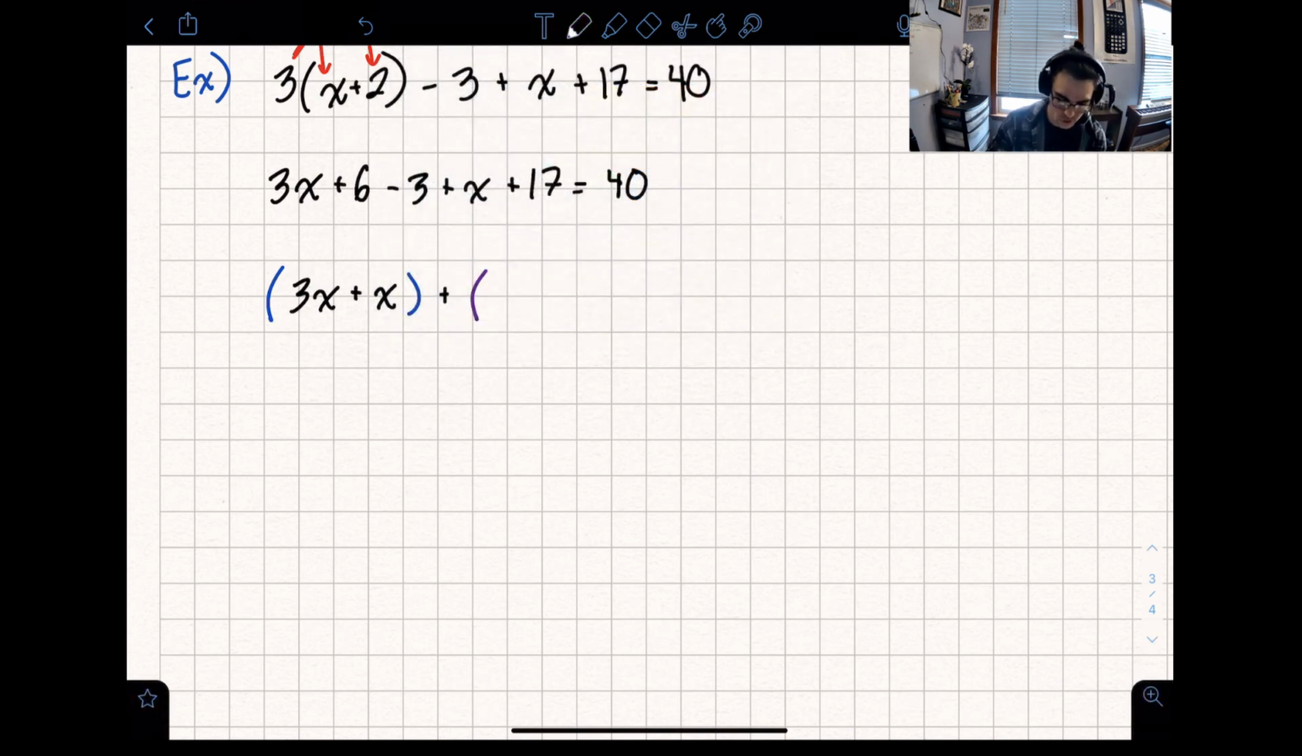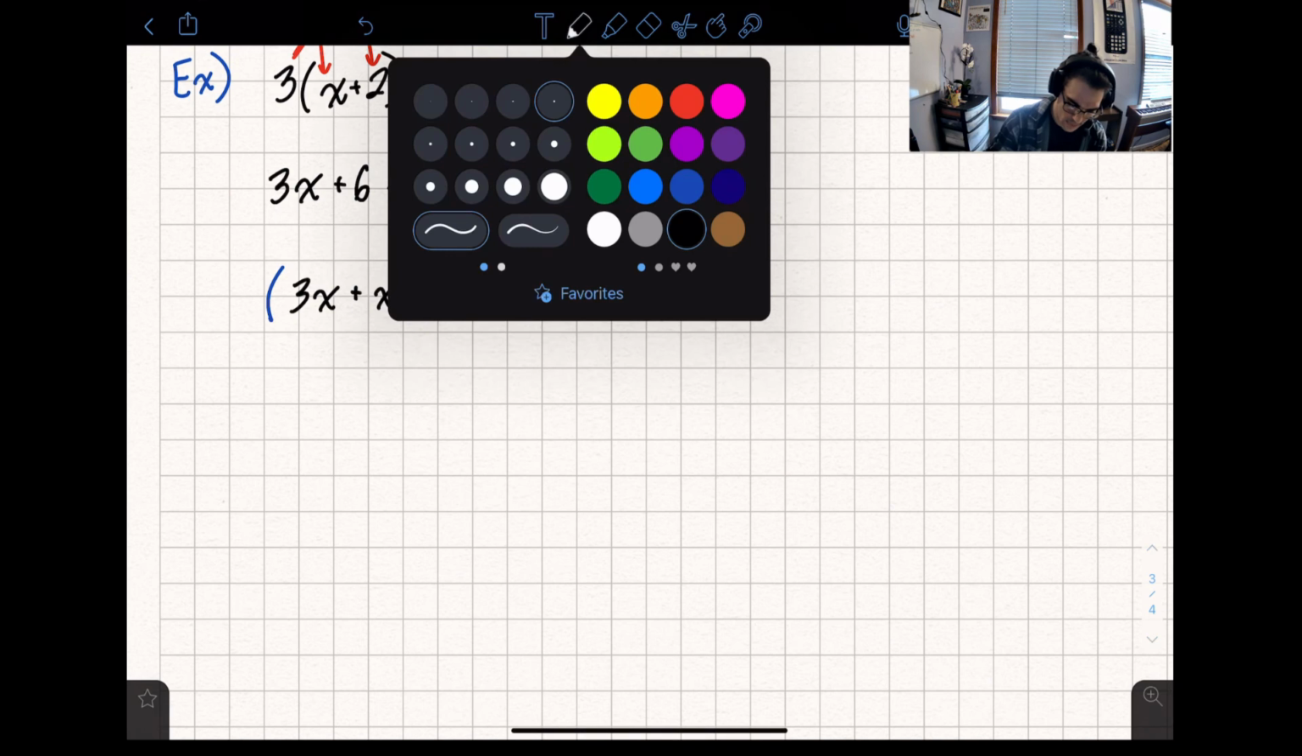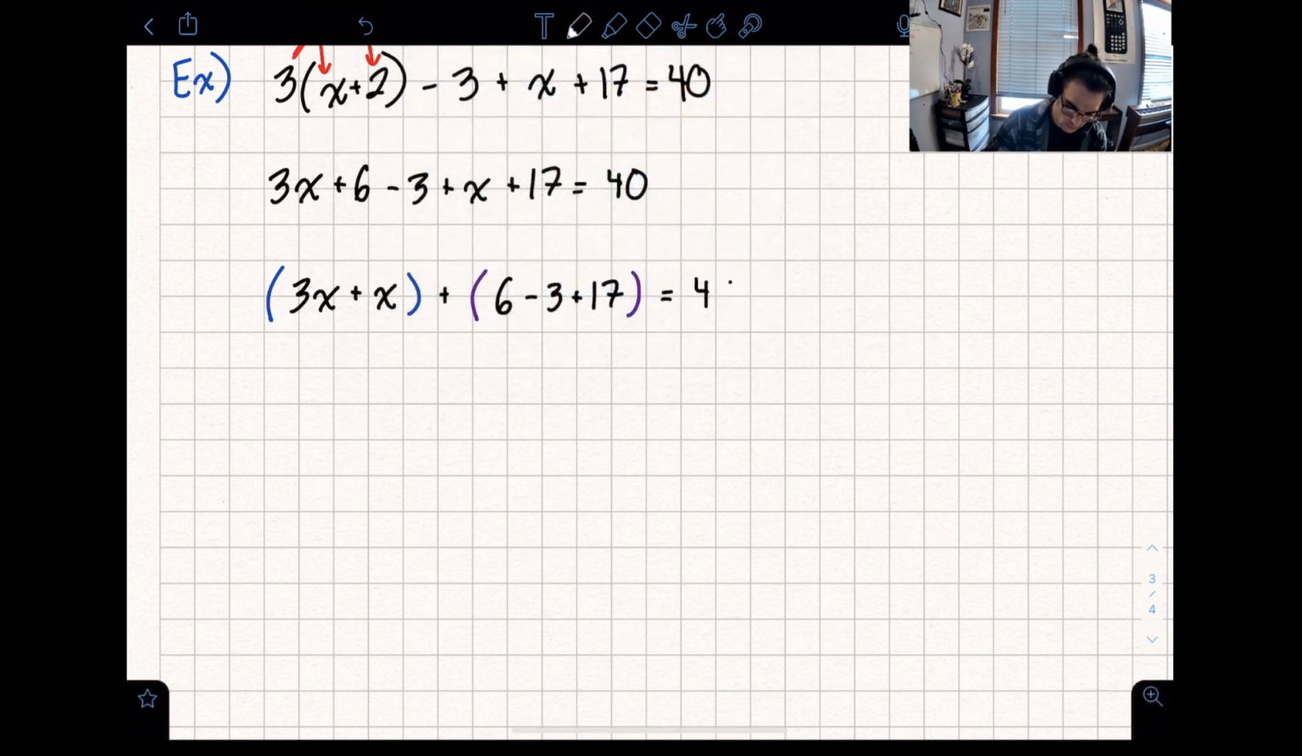And something I want to make very clear when we talk about these. Notice, for example, this negative in front of the 3. This reads 6 minus 3. This negative is glued to this 3. We cannot arbitrarily turn this into a positive 3. This is a negative 3. So again, the minus sticks with this. So let's start rewriting constants. We have the 6, the minus 3, and the positive 17. So we're going to write that as 6 minus 3 plus 17. And the 40 does not go anywhere. This is all equal to 40.